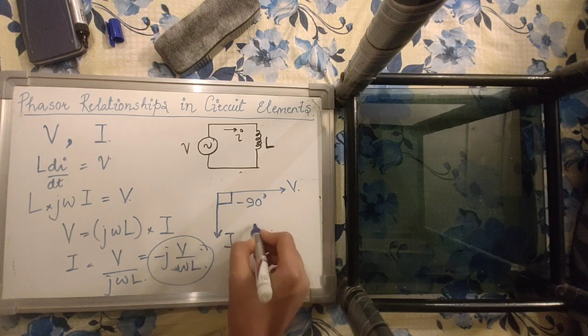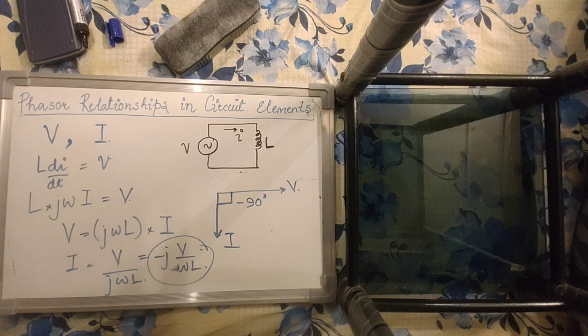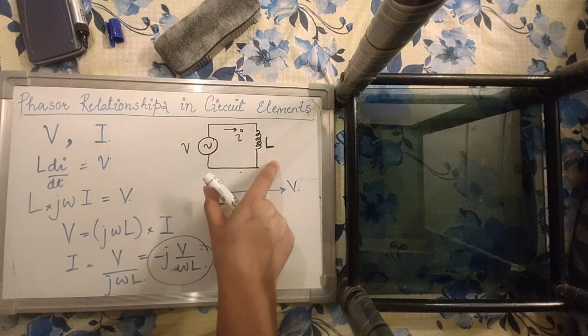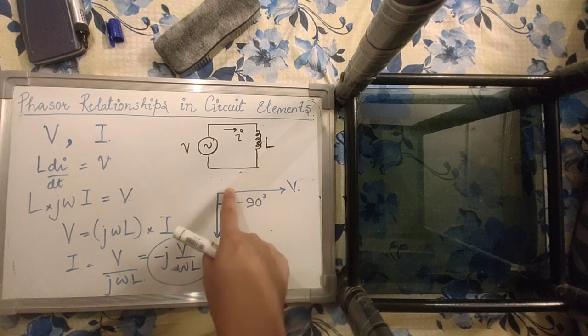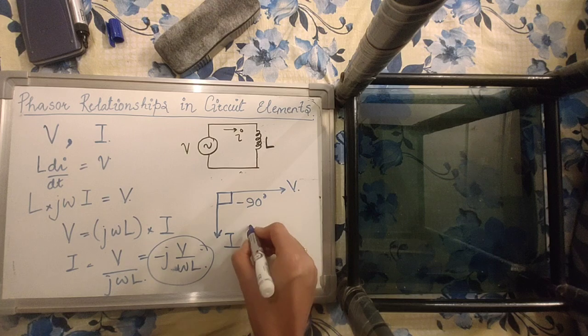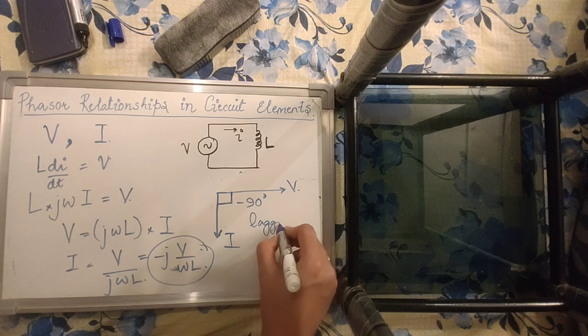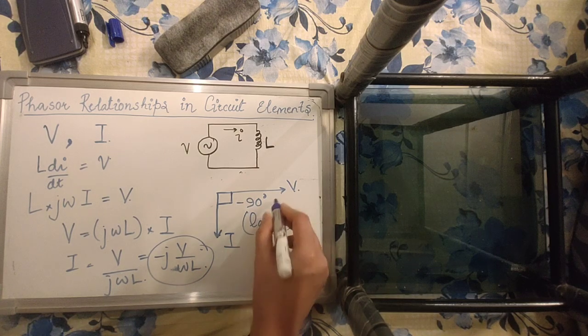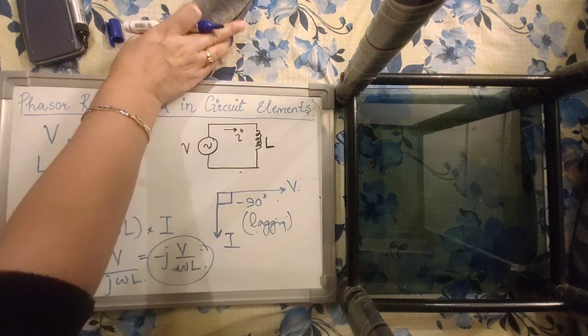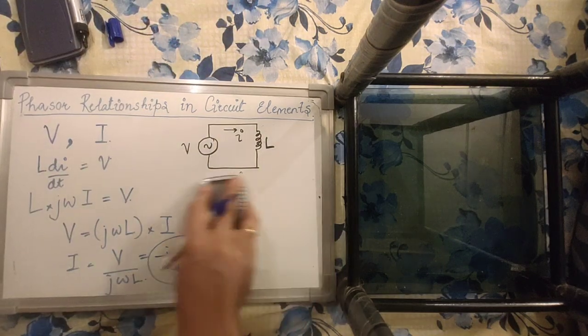So this is a phasor representation of what we just now represented in the time domain, and this is a phasor representation of voltage and current in a purely inductive circuit. Again, the minus 90 degrees tells you that the current is lagging behind voltage, right? So this is about the phasor relationship in an inductive circuit. Now let's move on to a capacitive circuit.